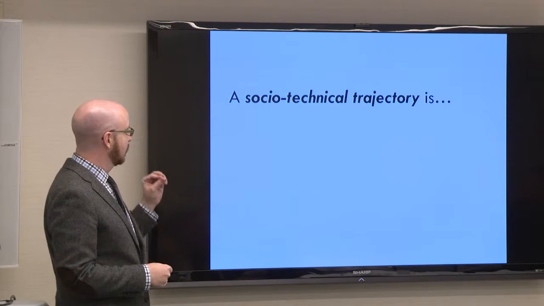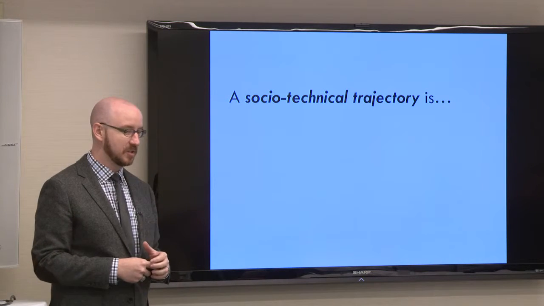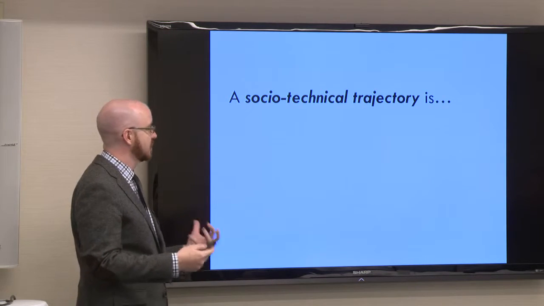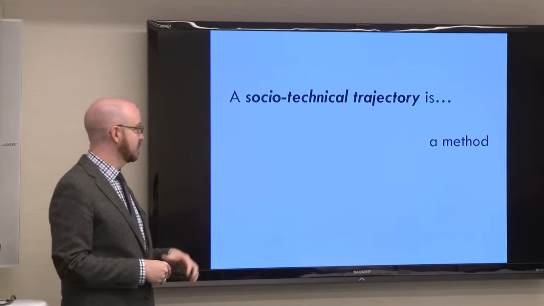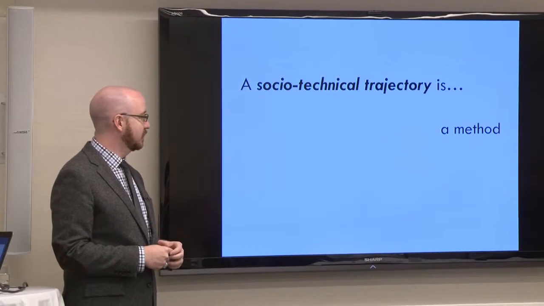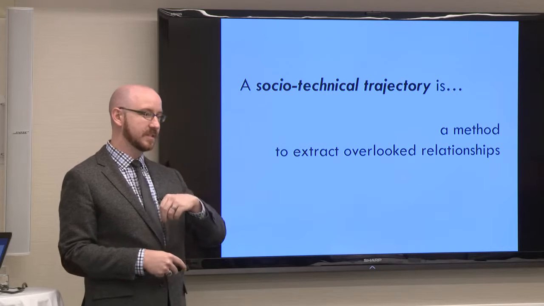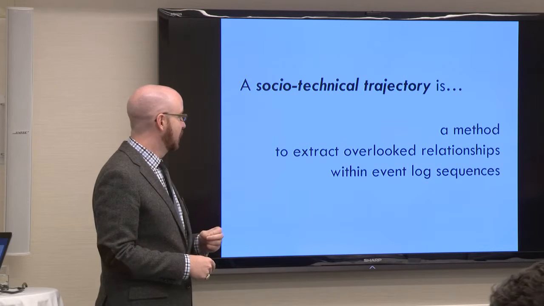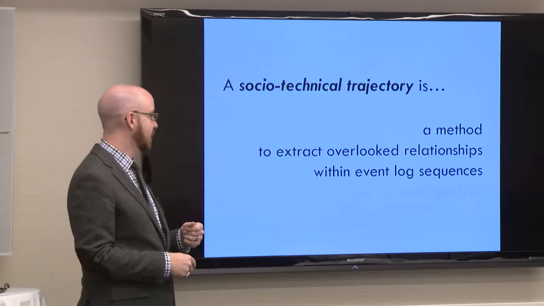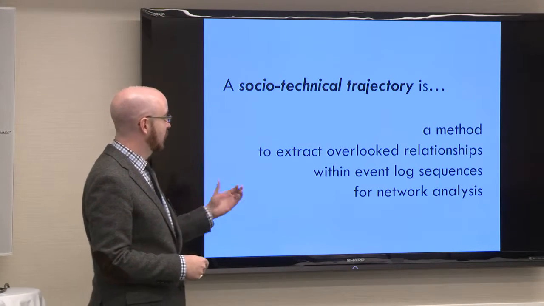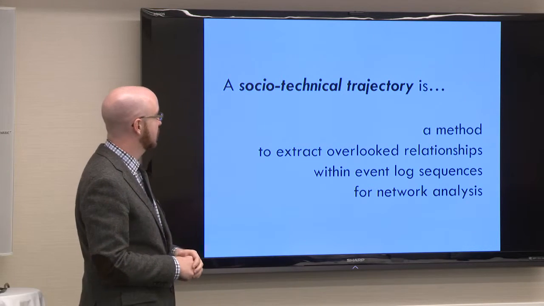And so what I want to argue methodologically we need is to begin to look into these accumulation processes, to begin to understand the structures and the dynamics simultaneously occurring within these accumulative processes. This trajectory approach that I'm going to walk through in a second is a method. It's going to identify these overlooked relationships that exist in many of these systems, in particular by looking at event log sequences, sequential actions that occur in event logs. And one way we begin to interrogate the structure of these is using network analysis approaches.